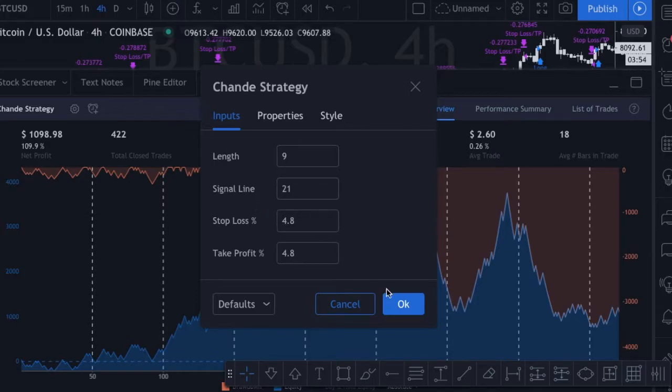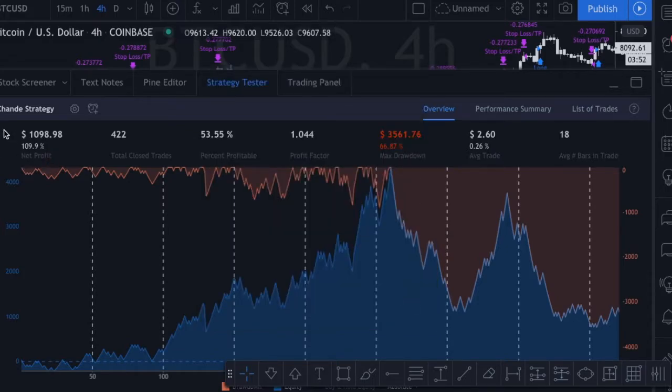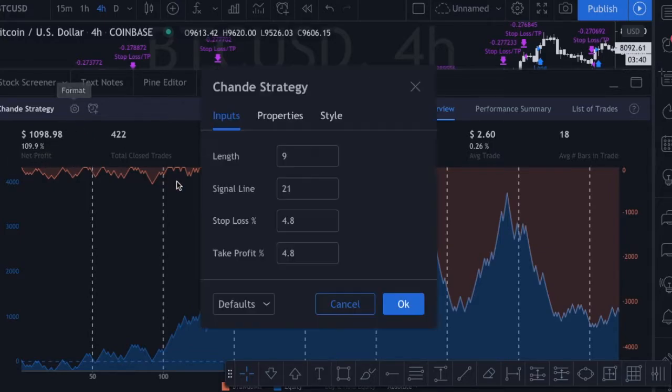So just leaving the default settings 9 and 21, we would have had a net profit of 109.9%. So that's pretty good. But remember, this is the 4-hour chart, so we're really looking for better results than that. Let's see if we can bump up that 109.9. Well, I know we can.